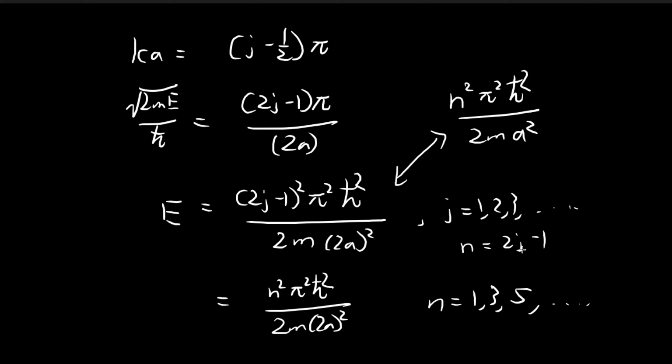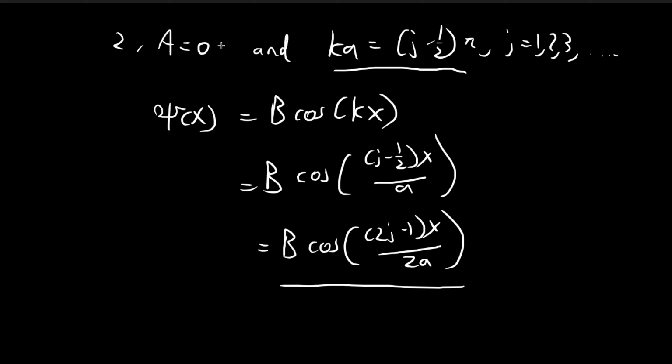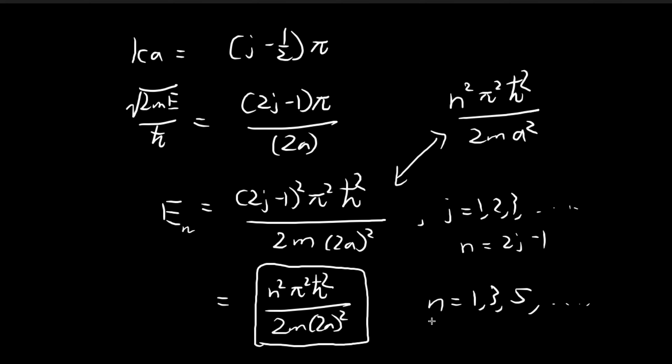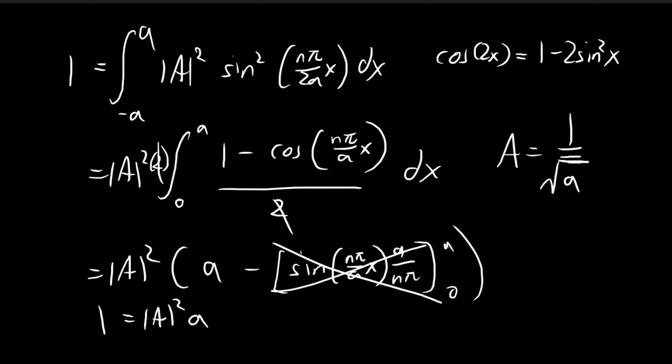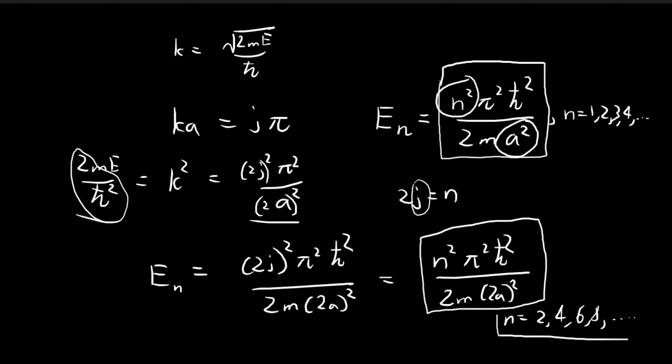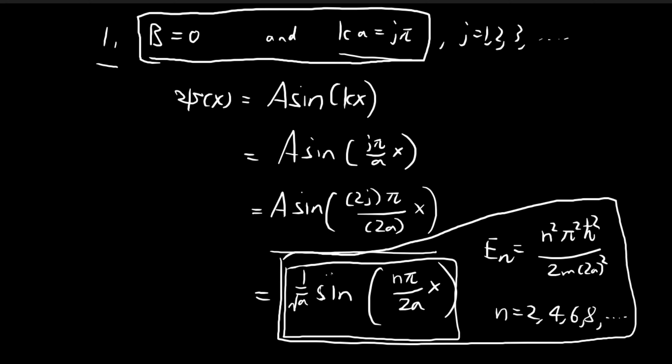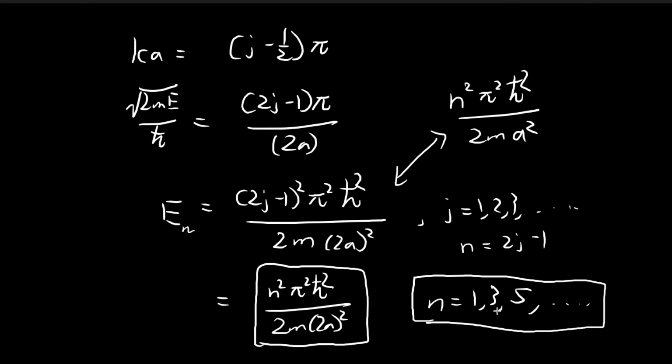So you can see that if you substitute 1, you get 2 minus 1, which is equal to 1. You substitute 2, you get 3. You substitute 3, you get 5, and so on. And so these are the energy levels for the infinite square well for the case where a is equal to 0. And you can see that we have derived the rest of the energy levels. So just now, we only found the energy levels where n is an even number. And now, by considering the second case, we have obtained the rest of the energy levels.